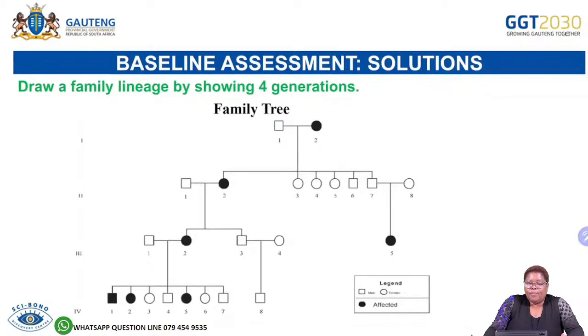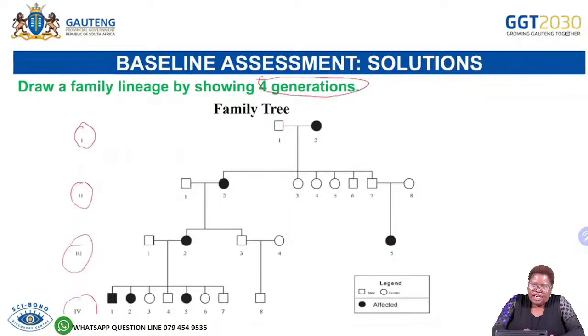Right. I'm going to show you an example of a pedigree where it shows the lineage by indicating the 4 generations. Now, remember, in one of the objectives, you should be able to read and interpret pedigree diagrams, right? Now, this is a family tree. Let's understand it according to what we have just learned. So this is generation 1, this is generation 2, this is generation 3, this is generation 4.